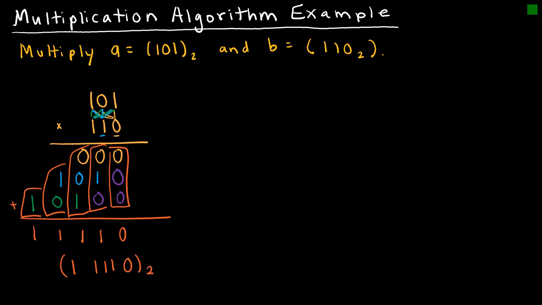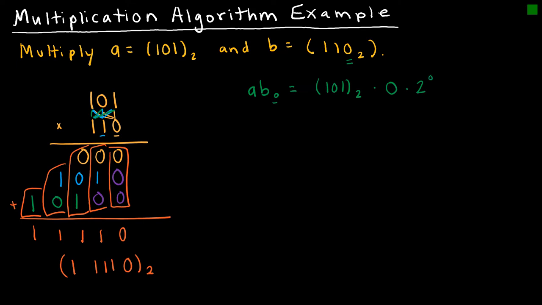Easy enough, right? Well, now let's take a look at the process we would go through using the algorithm, and you'll see that it's incredibly similar to what we just did. So the algorithm says you're going to take A, and you're going to multiply it by the rightmost value of B. And so just as we did before, A is 101 base 2, and I'm multiplying that by the rightmost value of B, which is 0. And then of course I am going to multiply that by the base, which in this case is 2, to the k, which is 0.